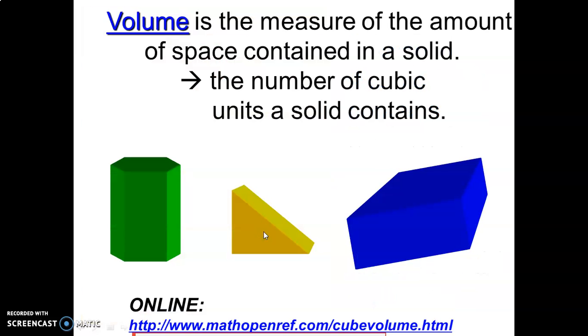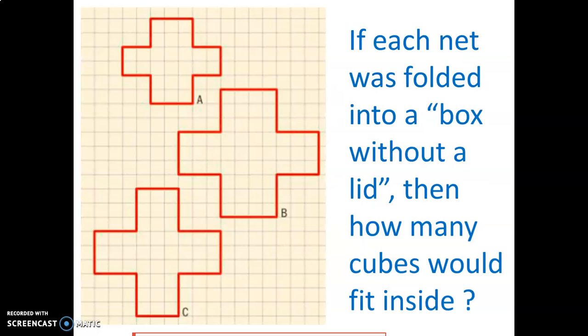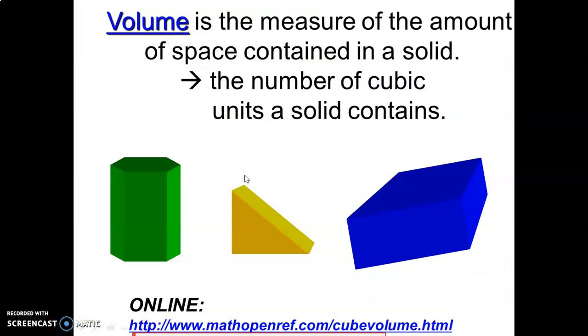All right, good work. So let's talk about volume. What is volume? That last question was to introduce you to volume. Volume is basically how many little cubic units you can fit inside a 3D shape. That's what volume is, the measure of the amount of space or the number of cubic units that a solid contains. How many cubes can you fit in there?